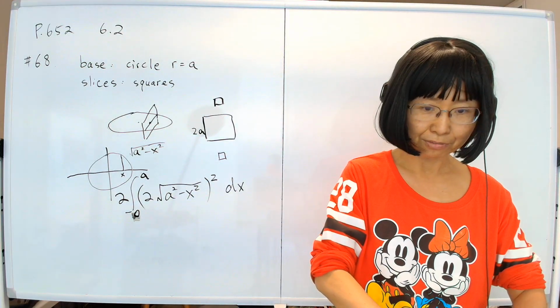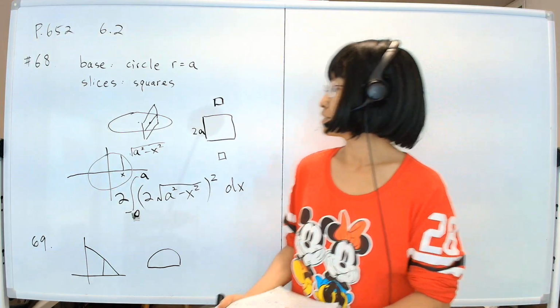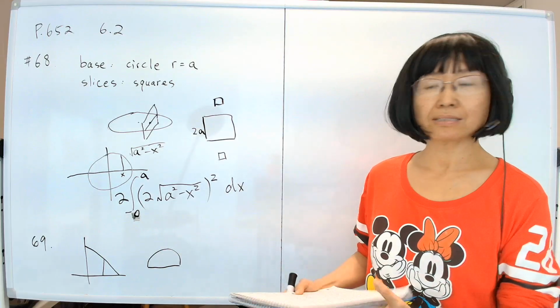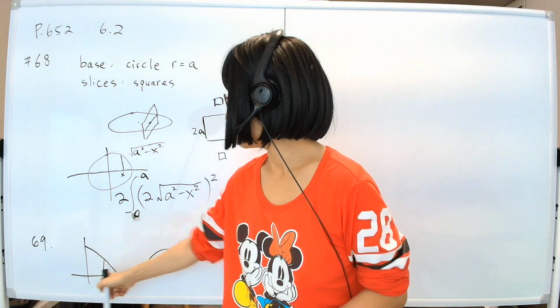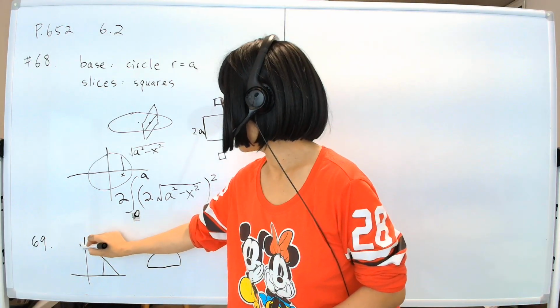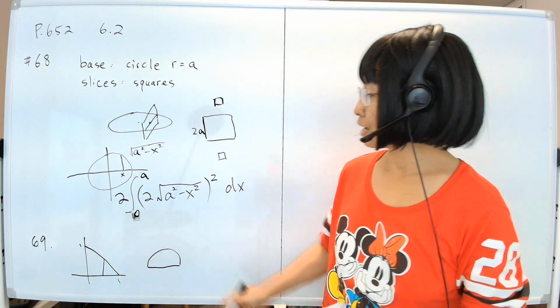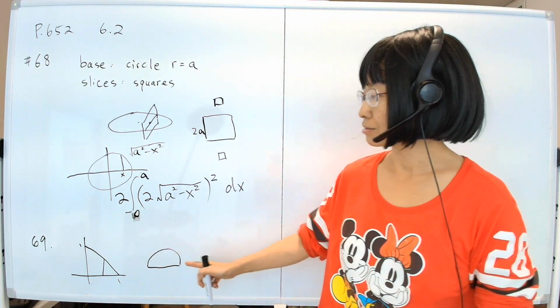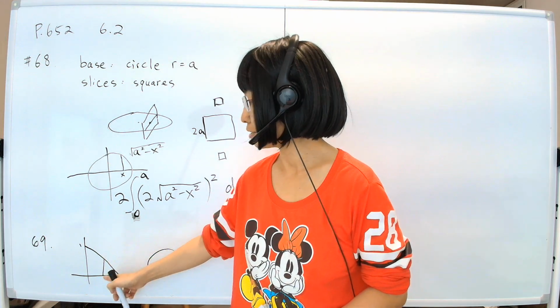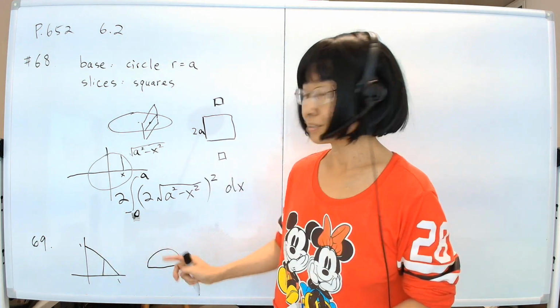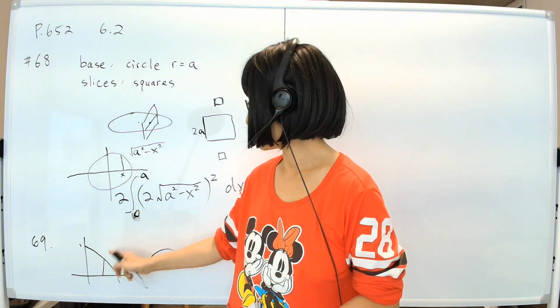Yeah, that's the next one. Next, let's look at problem 69, where you have a base that's a triangle. That is the standard one, where it goes from 0 to 1 to 1, and then you have a bunch of semicircles sitting perpendicular to the x-axis. So this is the top view, and here's your semicircle, and you imagine them rising up like that.